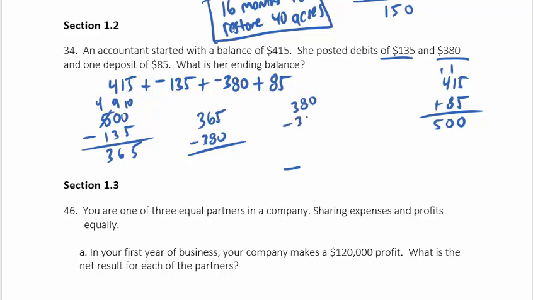380 minus 365 is going to give me 15. But I know that that is 15 negative, and I want to put a dollar sign on that. So negative $15 in the account.